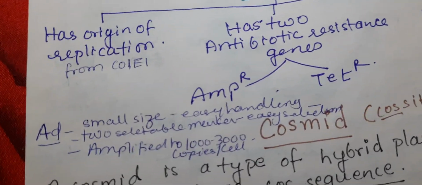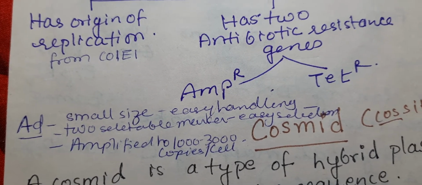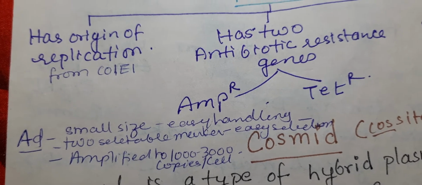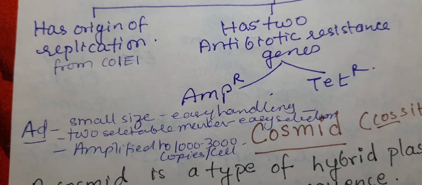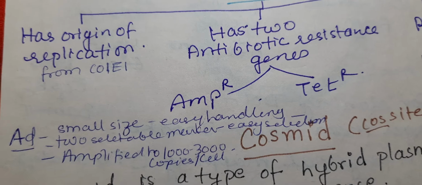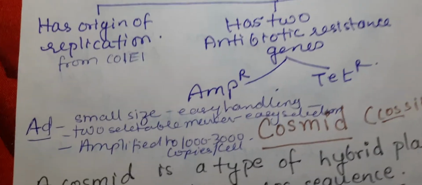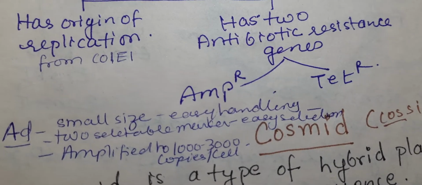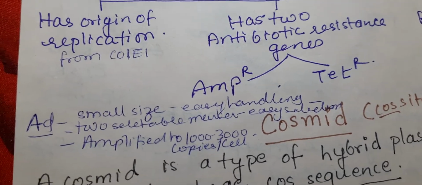So what is the advantage? Because of the small size, it is easy to handle, and it has two selectable markers. Later on we will see how they are very important and they impart good, easy selection. Then it is amplified to 1000 to 3000 copies. Usually 100 copies of a plasmid are formed within the cell, but this can form 1000 to 3000 copies because its size is small.